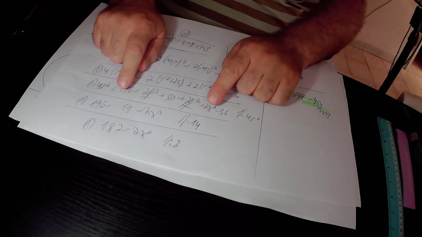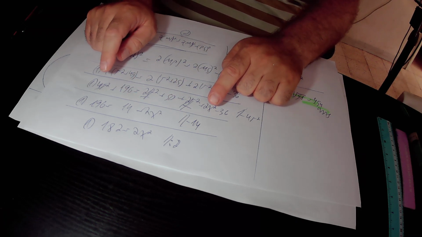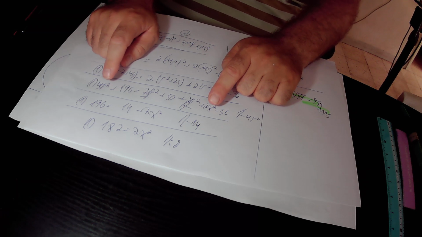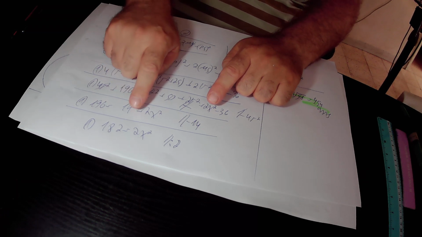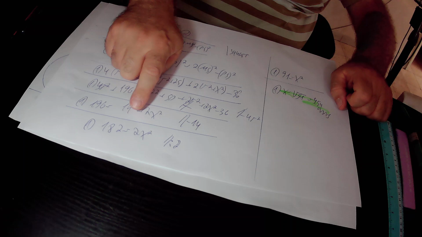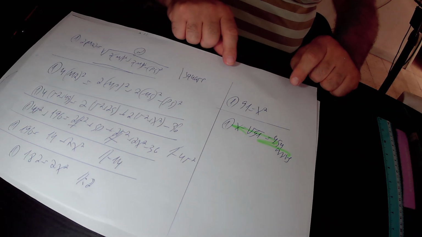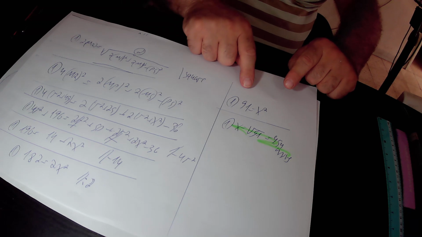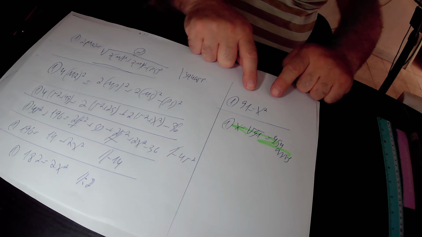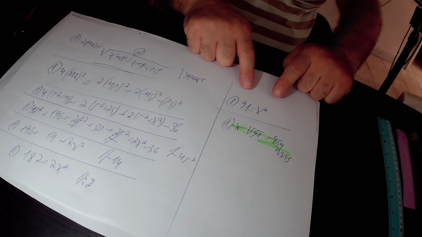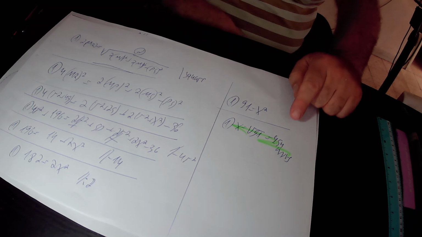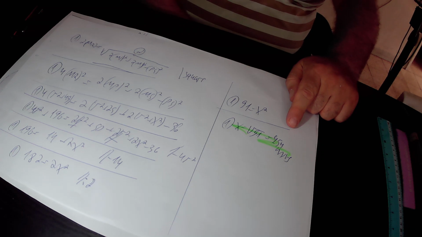Here we subtracted 14 from this equation 1, and finally found out that 196 minus 14 is 182, so 182 equals 2x squared. Here we divided this equation 1 by 2, and finally found out that 182 over 2 is 91, so 91 equals x squared. Here we took the root of this equation and finally found out that x equals the square root of 91. The square root of 91 is 9.54.